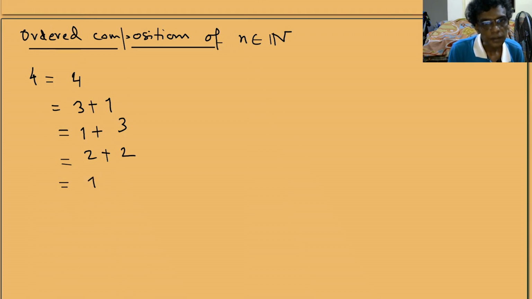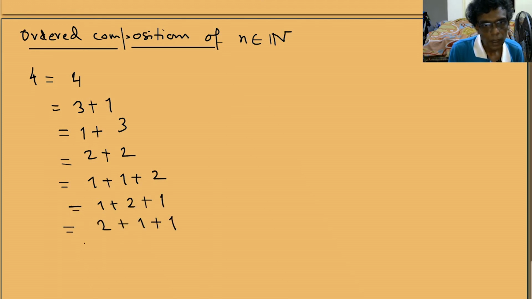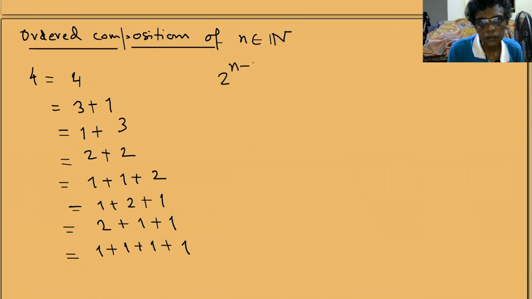And if I consider 3 summands, 1 plus 1 plus 2, 1 plus 2 plus 1, 2 plus 1 plus 1. And finally, if I have 4 summands, we have this. So 1, 2, 3, 4, 5, 6, 7, 8. Using some logic, we have proved that the total number of ordered compositions for n is 2 power n minus 1. Right, we have proved it.